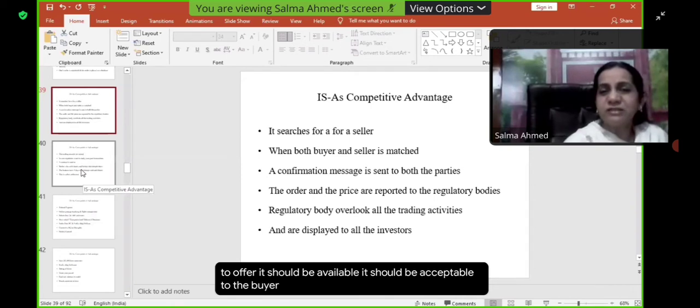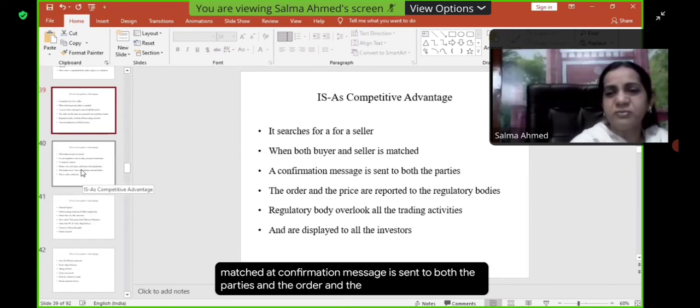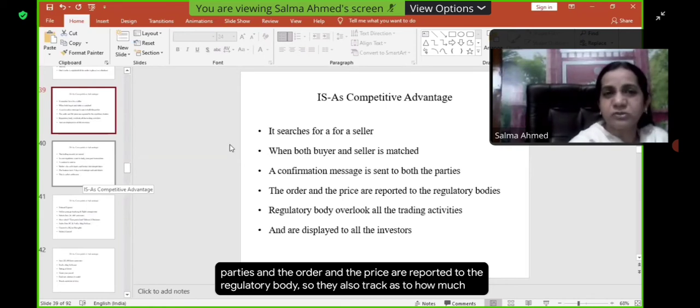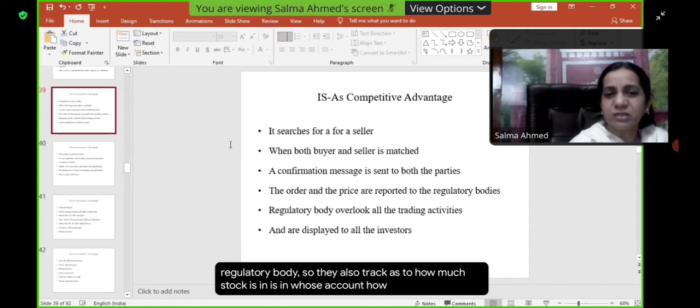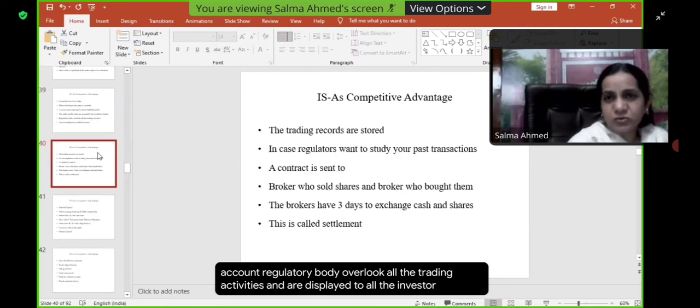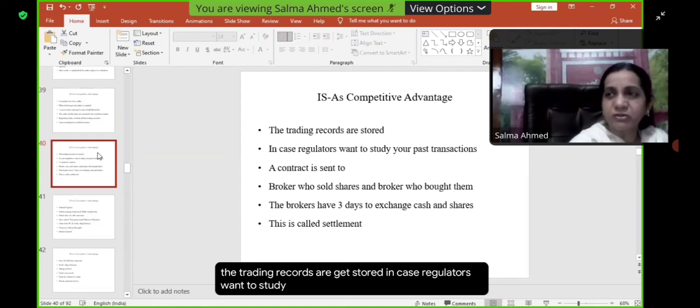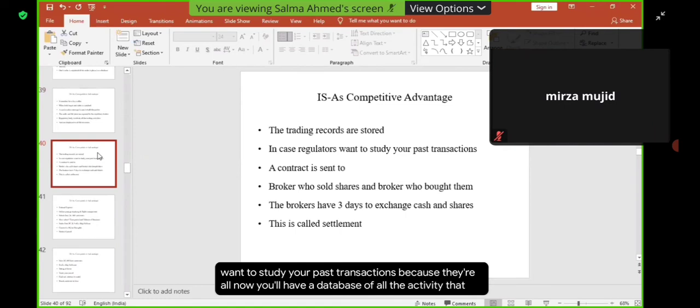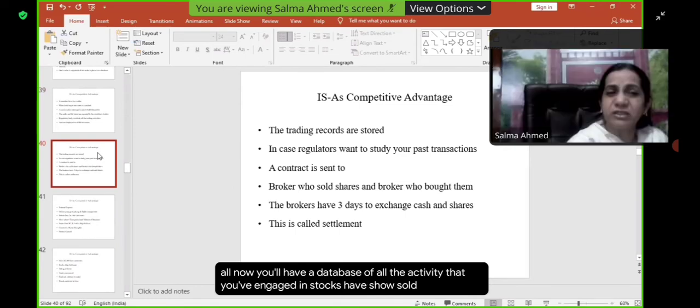Once the seller and buyer are matched, a confirmation message is sent to both parties, and the order and the price are reported to the regulatory body. They also track how much stock is in whose account. The regulatory body oversees all the trading activities. The trading records get stored in case regulators want to study your past transactions, because you'll have a database of all the activity you've engaged in: stocks you've sold, bought, all that is recorded there.